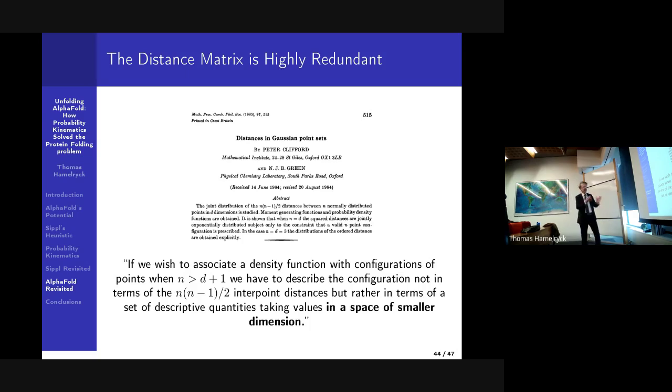And I cannot go into detail here, I don't have the time, but this paper beautifully points out that if we wish to associate a density function with configurations of points where n is larger than d plus 1, where d is the dimensionality and n is the number of points, we have to describe the configuration not in terms of these n times (n minus 1) over 2 interpoint distances, but rather in terms of a set of descriptive quantities taking values in a space of smaller dimension.